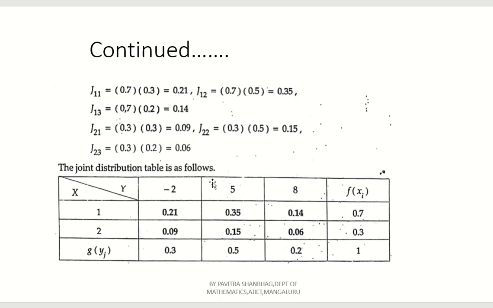Now the joint distribution table is what? X and y: here x values are 1, 2, y values are minus 2, 5, 8. And gyj values here are 0.3, 0.5, 0.2, which we have already discussed, and fxi values are 0.7 and 0.3. If you add, you will get 1. Now you write the first row, first column element J11 as 0.21. Next, J12 is 0.35, J13 is 0.14. Similarly, J21 is 0.09, J22 is 0.15, and J23 is 0.06. So this itself is the joint probability distribution of x and y.